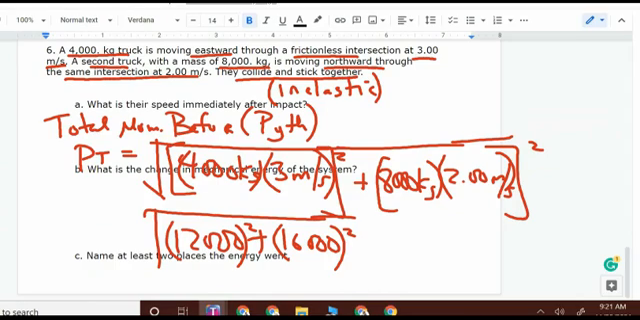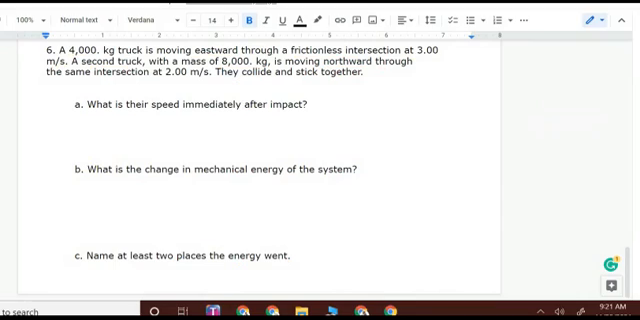So work that out for me. That just gives us the total momentum before. And what does that turn out to be? Yes? 20,000. Okay, we're all good on that? So the total momentum before is 20,000?